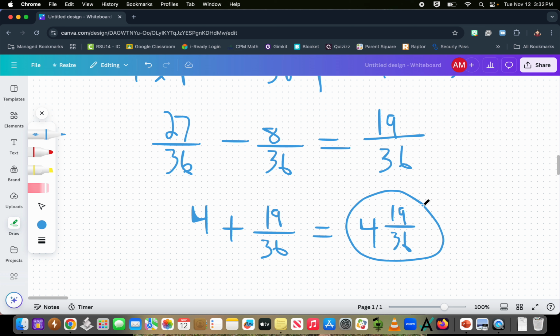Okay, so there's two ways that you can subtract with mixed numbers. One, turning it into an improper fraction and subtracting, and the second one, splitting apart your whole numbers and your fractions and solving each of those separately and then combining them at the end.